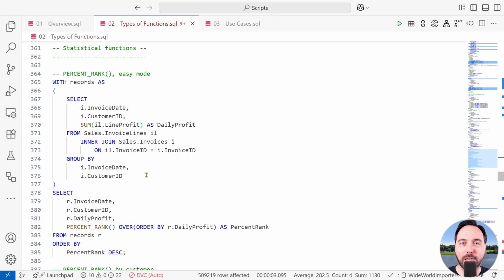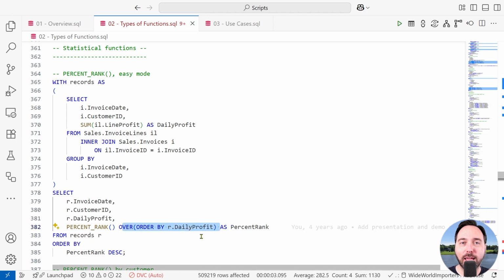That is %rank. In this case, I'm going to order by daily profit so that the record with the smallest daily profit will be at the beginning of the number line, and the record with the largest daily profit will be at the end. And then each row will be equidistant from each other. So again, like a number line, you go 0, 1, 2, 3, etc. In this case, you'll have first row, second row, third row, etc. We're not thinking about the distance between values in terms of cardinality. We're just thinking in terms of ordering of these rows.